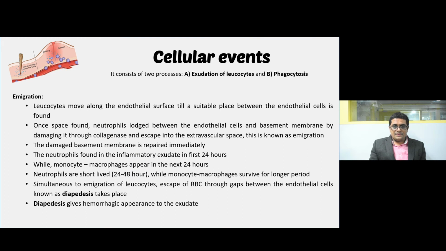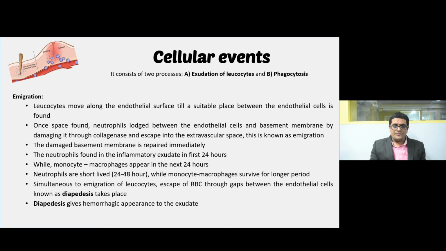Migration. Leukocytes move along the endothelial surface till a suitable place between the endothelial cells is found. Once the space is found, neutrophil lodges between the endothelial cell and the basement membrane by damaging it through the collagenase and escapes into the extravascular space. This is known as the emigration. The damaged basement membrane is repaired immediately.